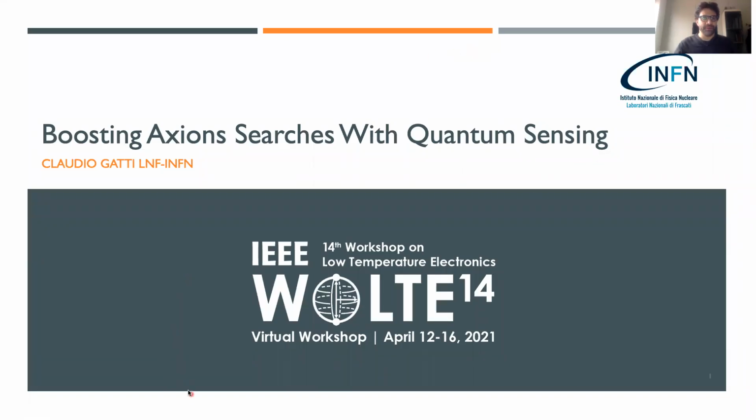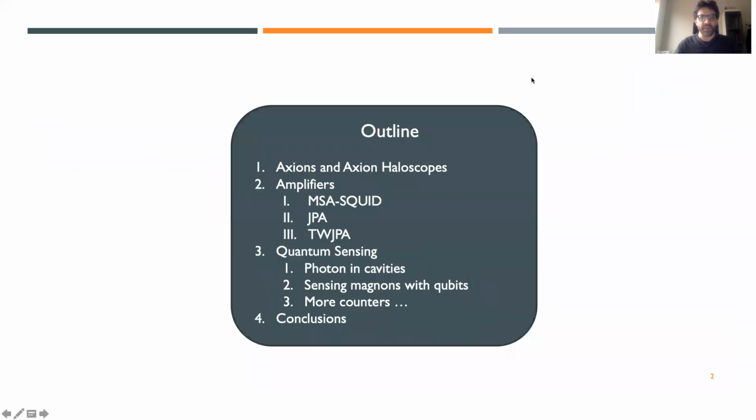Okay, good morning. So I will review the status of axion dark matter searches, and in particular, I will focus on the role of quantum sensing and quantum technology in axion detection. So I will give a brief review of axions and axion detectors.